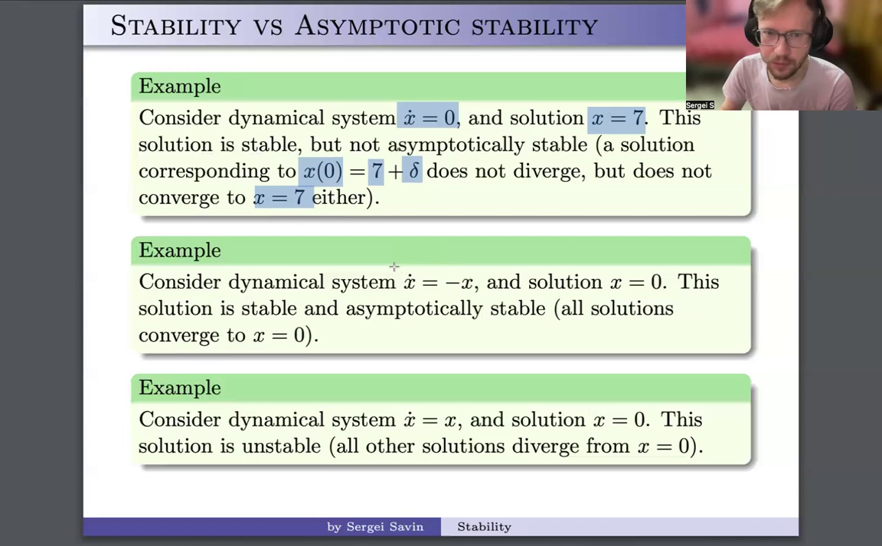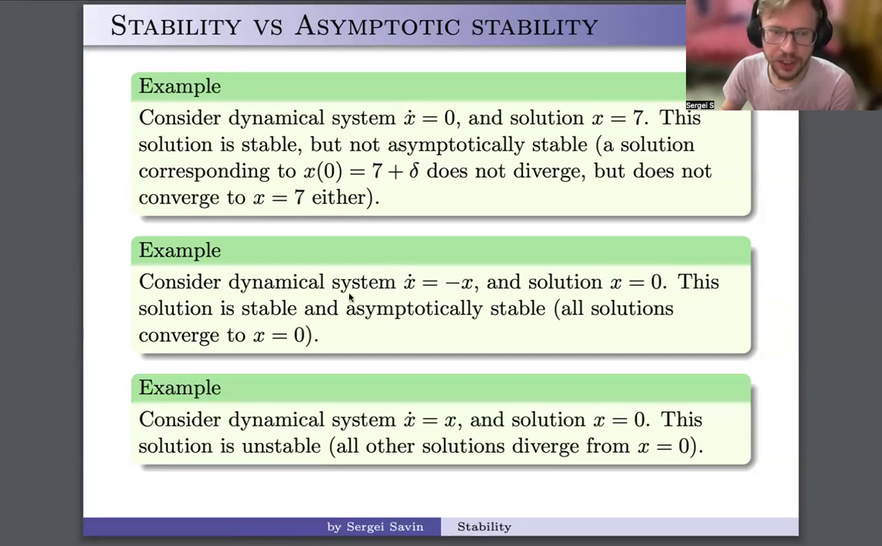Another example. Dynamical system x dot equals minus x, and solution x equal to 0. Well, is this a solution? Well, we put 0 here. The derivative of x is also 0. So we have 0 here. Indeed, it is a solution. Is this a node? Well, we put 0 here, x dot is equal to 0. Yeah, indeed, it is a node, right?